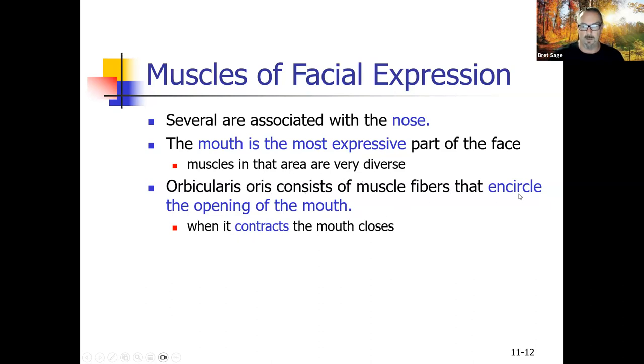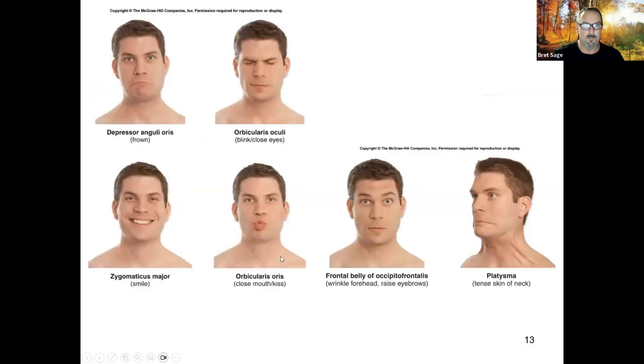Orbicularis oris consists of the muscles that encircle the opening of the mouth. When it contracts, the mouth closes. So this shows you the different muscles and the expressions responsible for each.